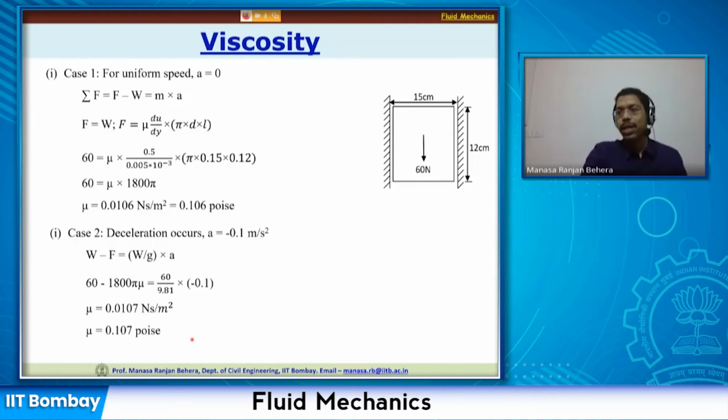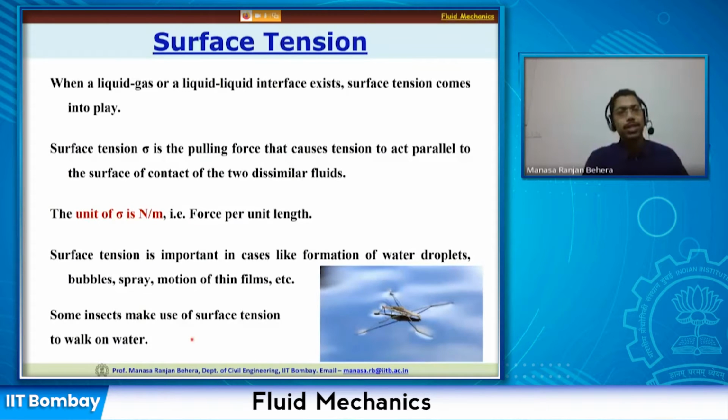So now let us look at the next important property, that is surface tension. So what is surface tension? When a liquid-gas interface exists, or it could be a liquid-solid interface, the surface tension comes into play. Surface tension is denoted with the symbol sigma. That is the pulling force that causes tension to act parallel to the surface of contact of the two dissimilar fluids or two dissimilar surfaces. So the unit of sigma is Newton per meter length. So force per unit length.